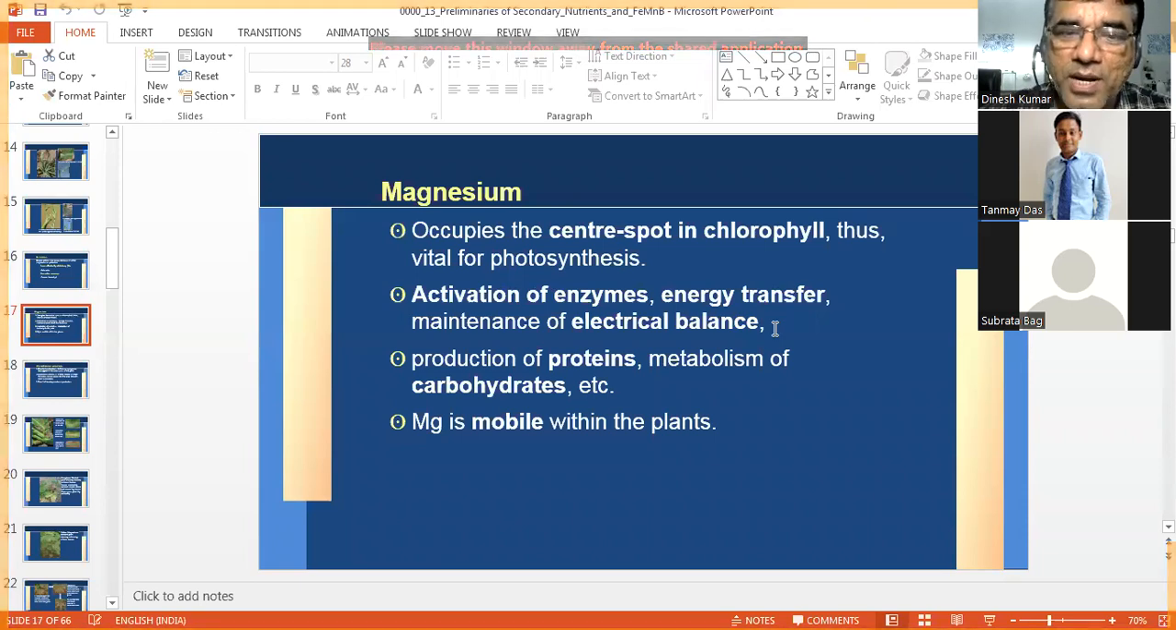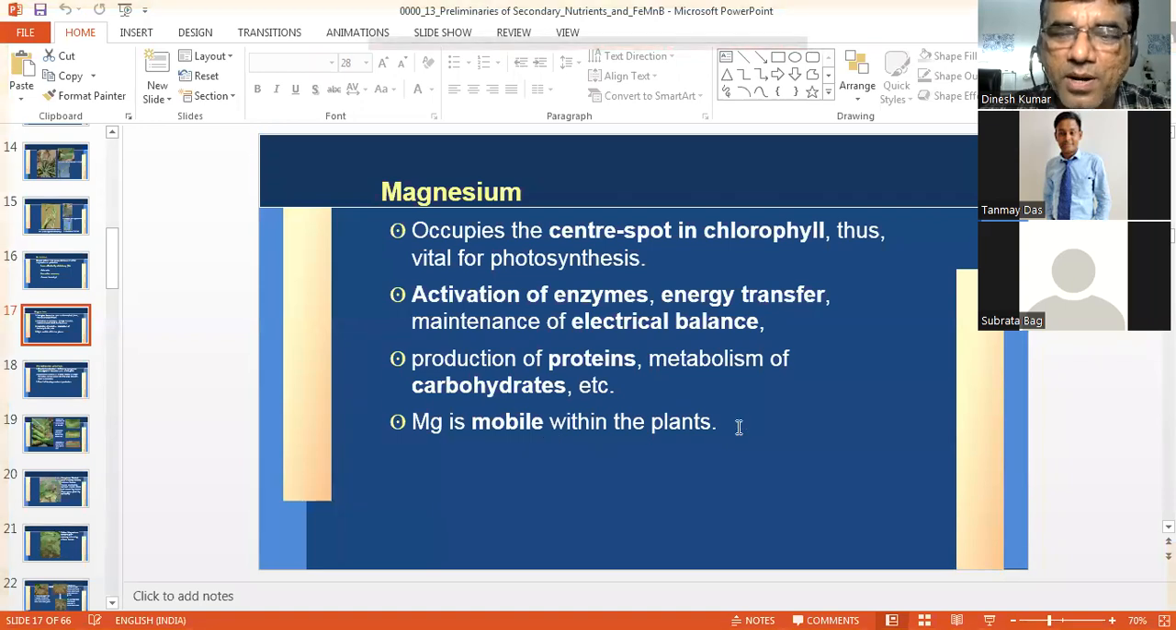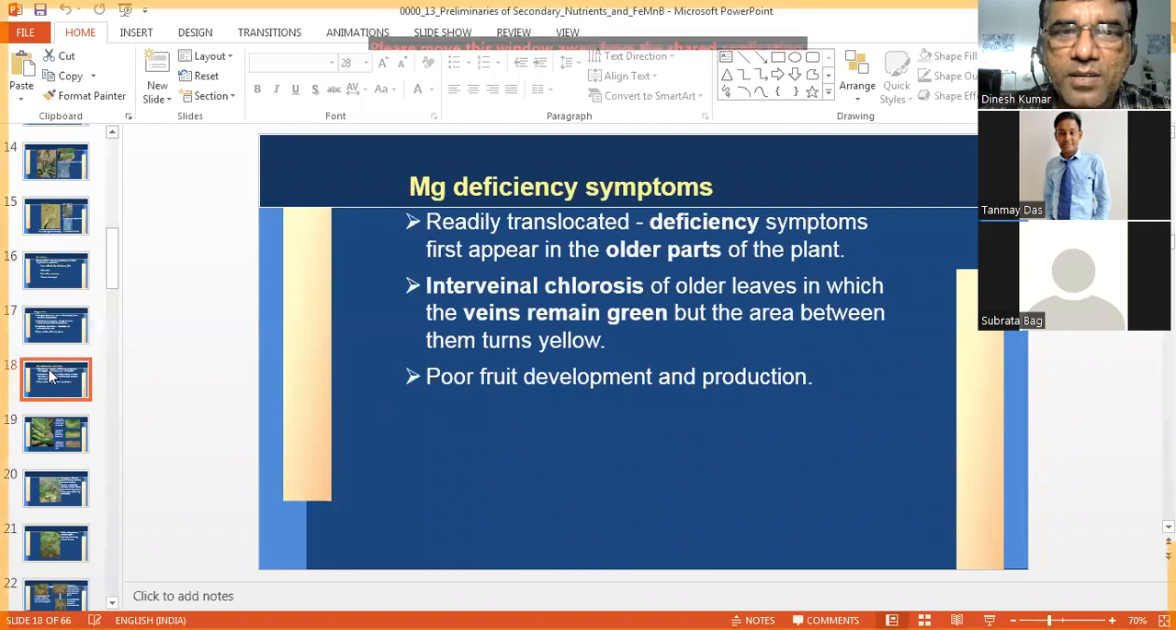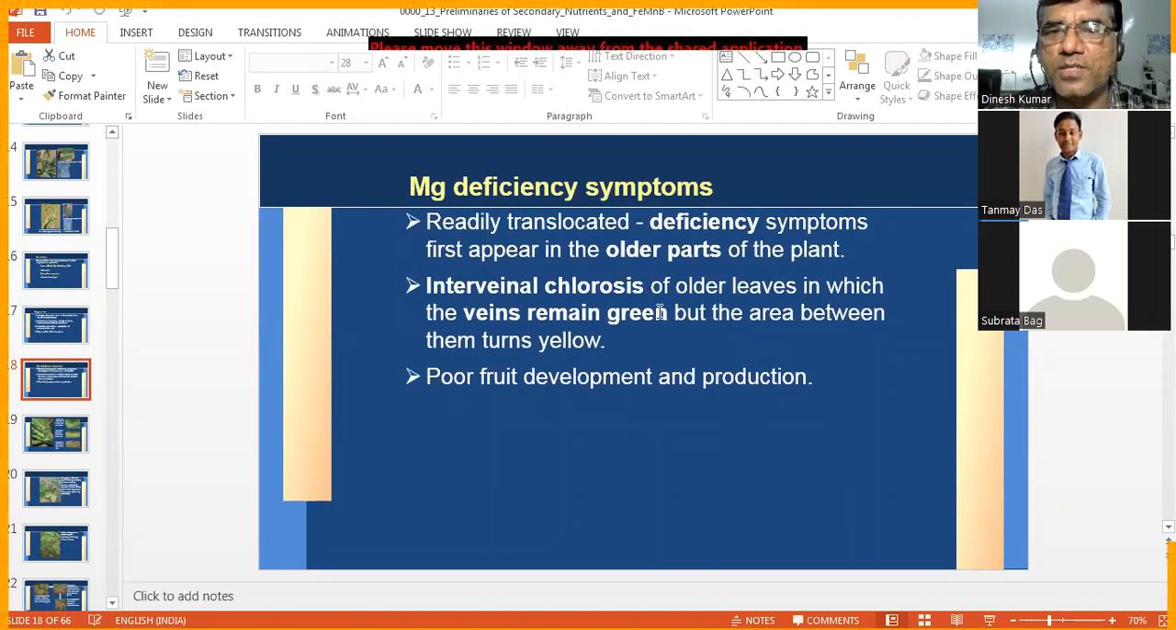Production of proteins, metabolism of carbohydrates. Magnesium is mobile within the plants. Therefore, deficiency will come on lower leaves or old leaves. Readily translocated, the deficiency symptoms appear on old leaves. Interveinal chlorosis of the older leaves, in which the veins remain green but the area between them turns yellow. Interveinal chlorosis due to magnesium deficiency.